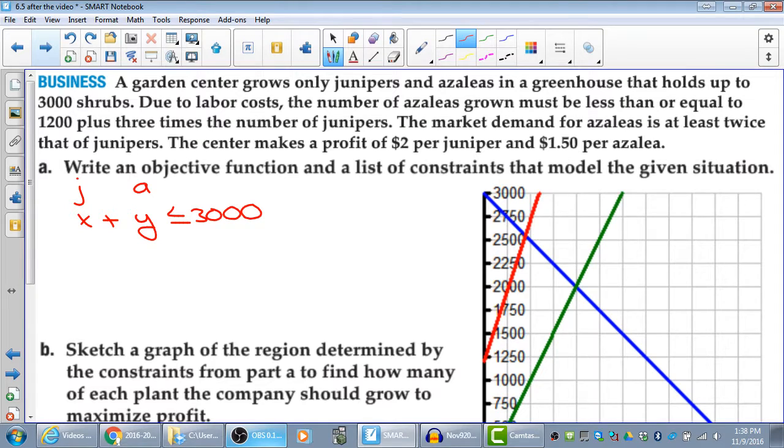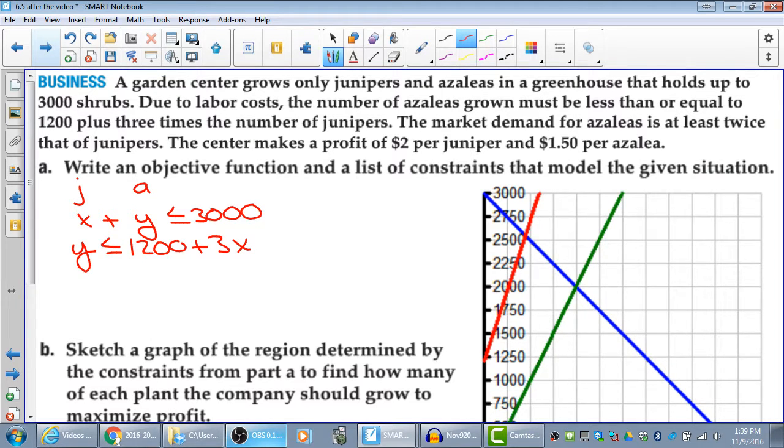Due to labor costs, the number of azaleas grown must be less than or equal to 1,200. So, okay, hold on. We got number of azaleas, y, and it says must be less than or equal to 1,200 plus 3 times azalea or junipers, and that's the x.